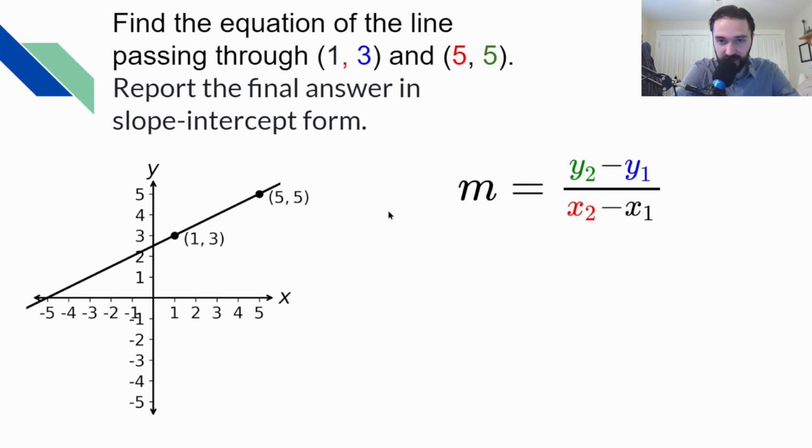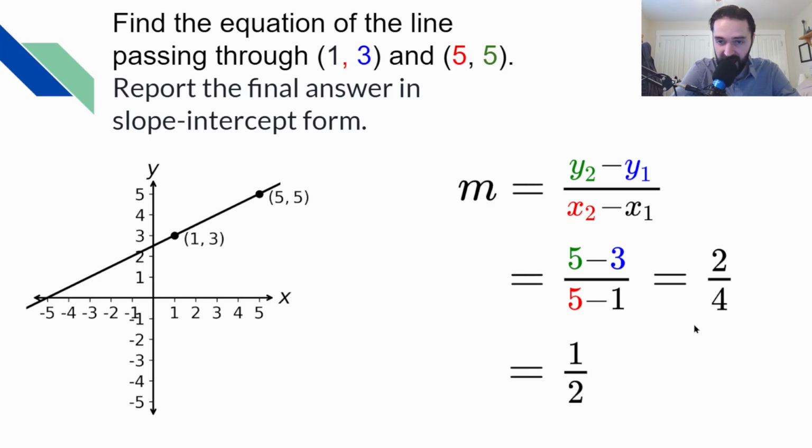So let's plug in some values to see what we get for the slope. Here I have 5 in green minus 3 in blue, and then on the bottom I have 5 in red minus 1 in black. Those are the values for our 2 points, x1, y1, and x2, y2. So up top, we get 5 minus 3 is 2, and on the bottom, we get 5 minus 1 is 4. 2/4 reduces to 1/2. So the slope is 1/2.